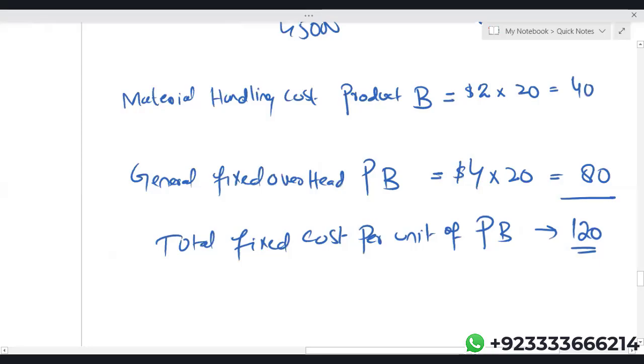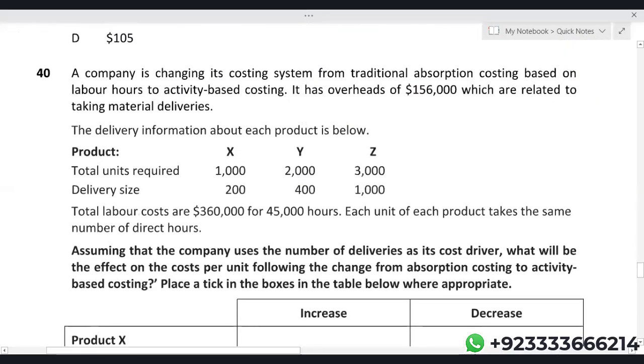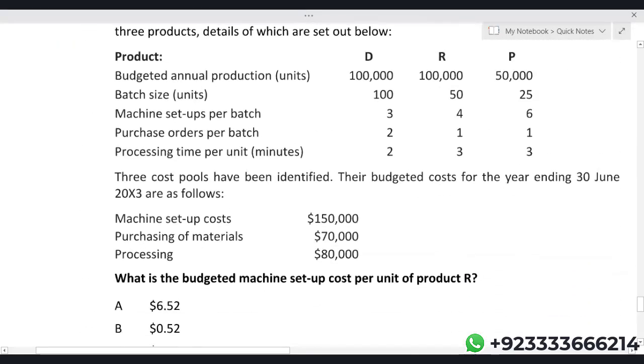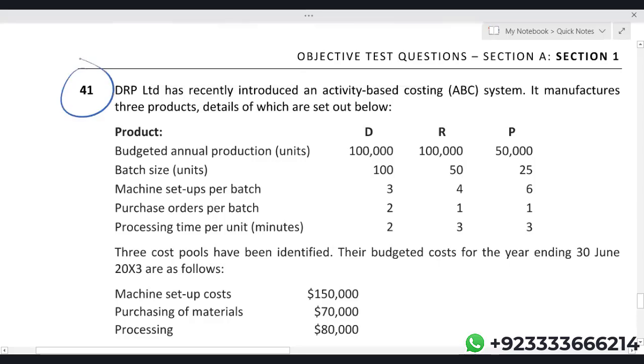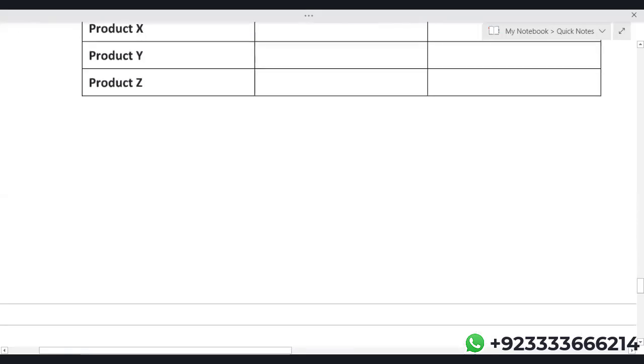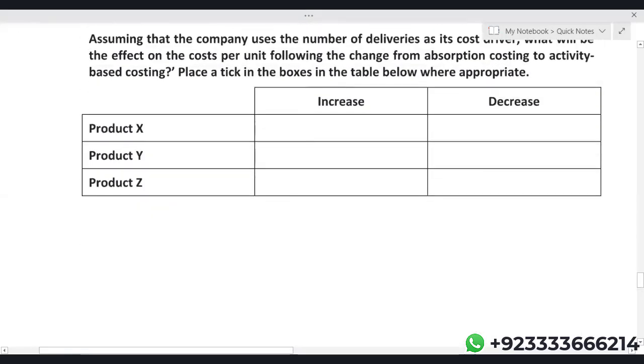Okay, now let's see how many questions are left. There's question 40 and question 41. I think we are left with just 2 questions. Okay, now students, just 2 questions. You can take them as homework, but I want every one of you to please attempt question 40 and 41. In case of any confusion, you can always ask in your relevant WhatsApp groups.